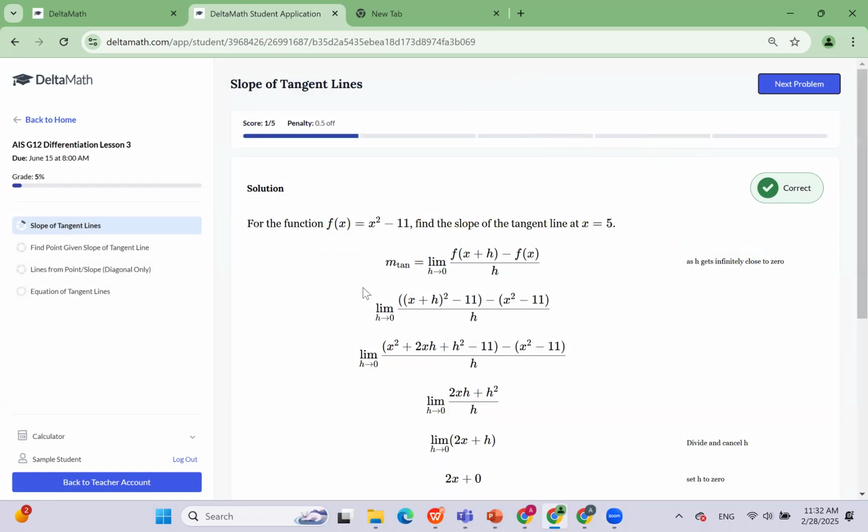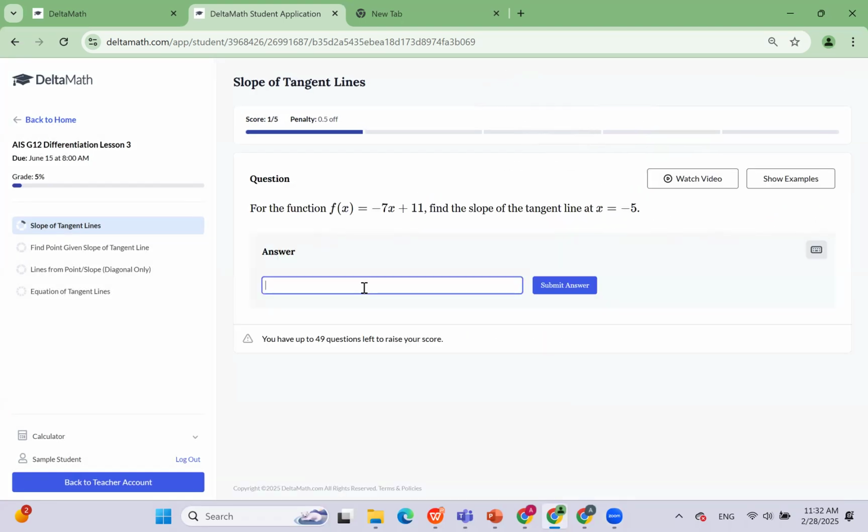Let's try another one. So here f dash of x equals negative 7, and then this goes to 0. So what is f dash of negative 5? So there is no x to plug. No worries, we're just going to write negative 7, and that's the answer. Regardless of what the value of x is, the output is negative 7. So here the slope is always negative 7.